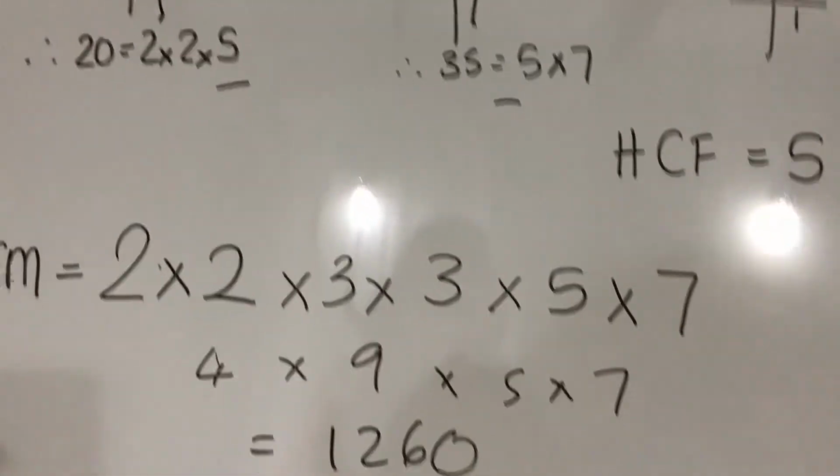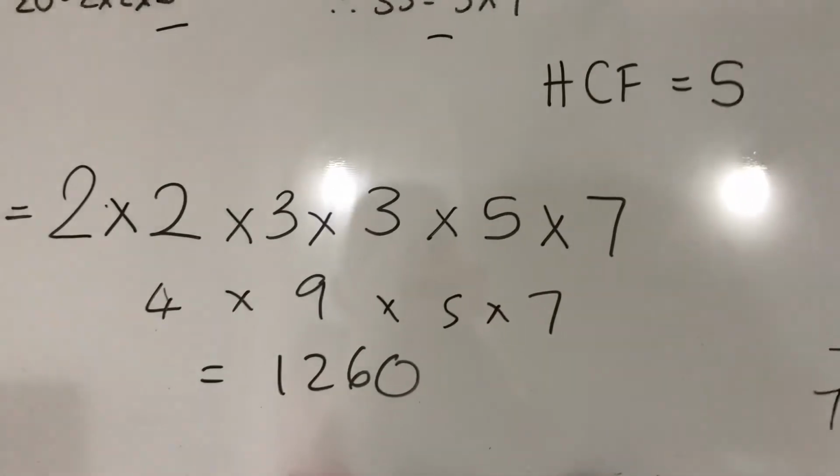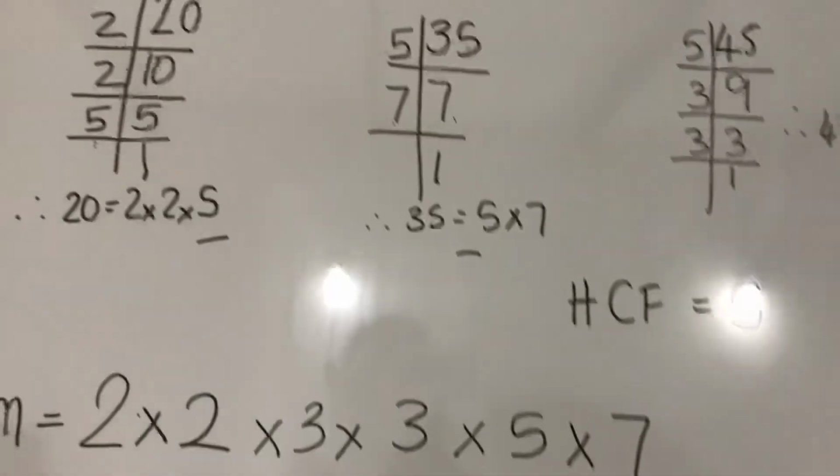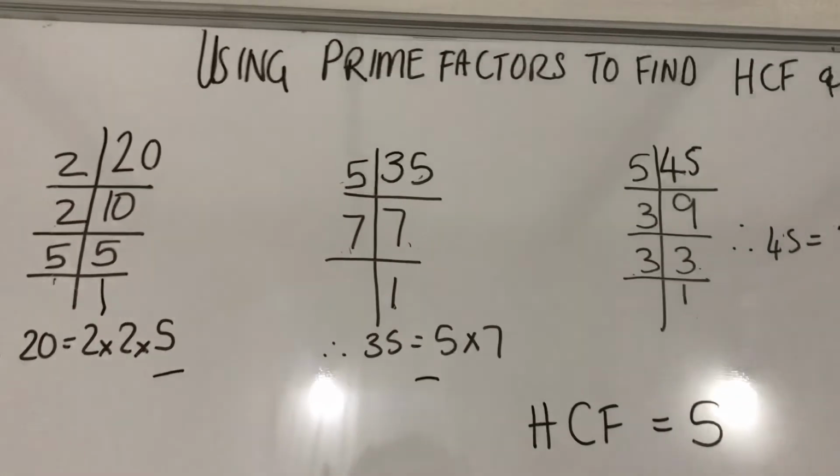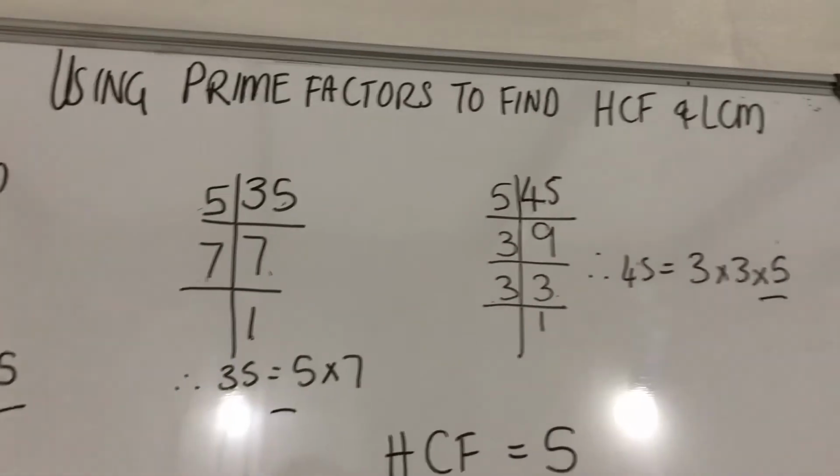So that certainly is a shorter method than writing out all the multiples of 45, 35, and 20, and then eventually finding 1,260. And in the process of writing them out, you might make some mistakes and then miss it. So this, using prime factors, is by far the best method.